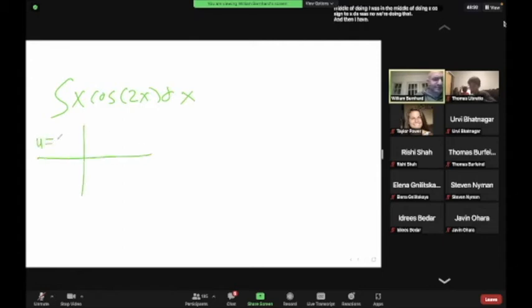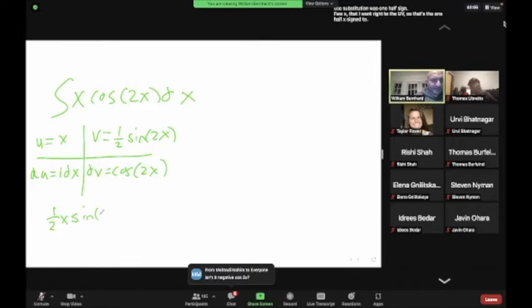Then I have u is equal to x and dv is equal to cosine 2x. This is where things went awry. du is equal to 1 dx. And then v, the antiderivative by this little baby u substitution, was 1/2 sine 2x. Then I went right to the uv, so that's 1/2 x sine 2x, uv, minus the integral of vu. So that's minus 1/2 times the integral of sine 2x dx.